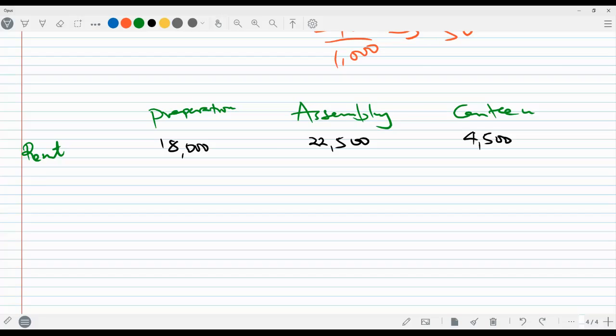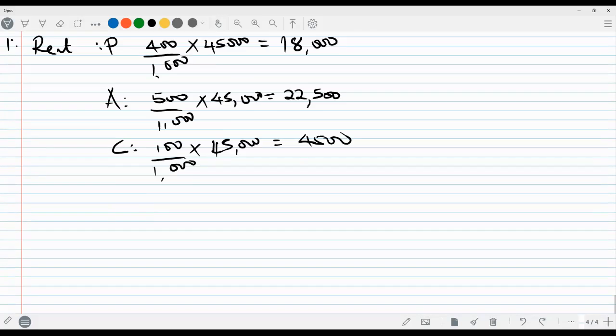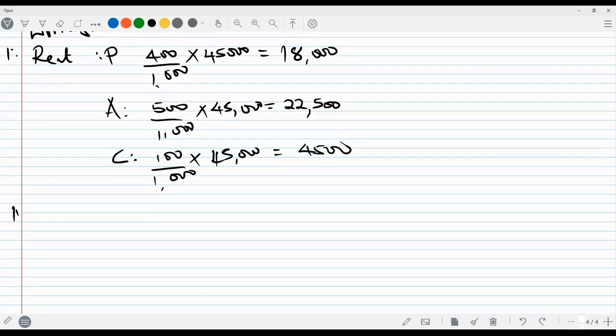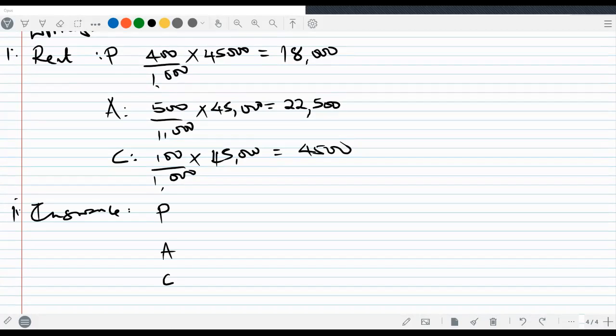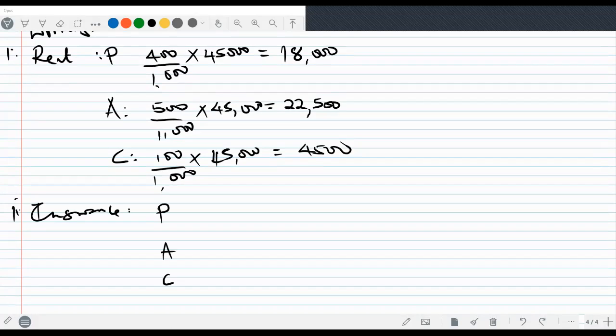Then you have insurance. The next overhead we have is insurance cost, which is equal to 5,400. So we need to allocate the insurance cost among the three departments: preparation, assembly, and canteen. What basis do we use this time around when it comes to allocation of the insurance cost?